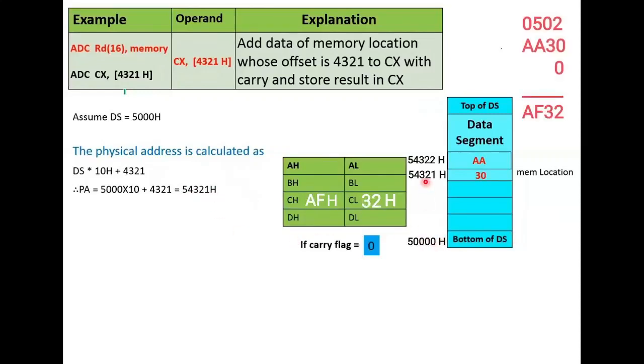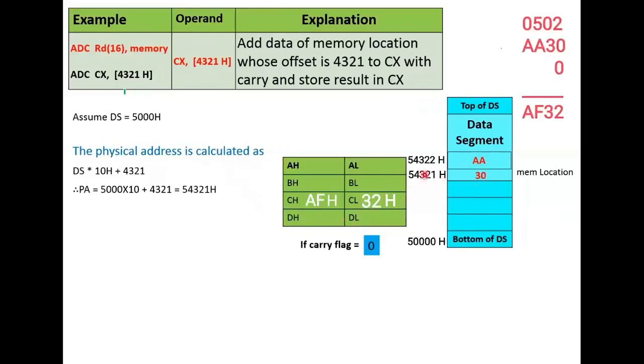See here, 4321 distance I traveled, then I reached that required location, and in that location I have 8 bit data 30, but this is a 16 bit addition. So in CX, what was the value? See, in CX I have 0502. CX is nothing but combination of CH and CL, right? In general purpose registers we discussed those things. So in CH we have 5 and in CL we have 2. So take this 0502 value and take this 30 and AA value also. Okay, it is a 16 bit addition.